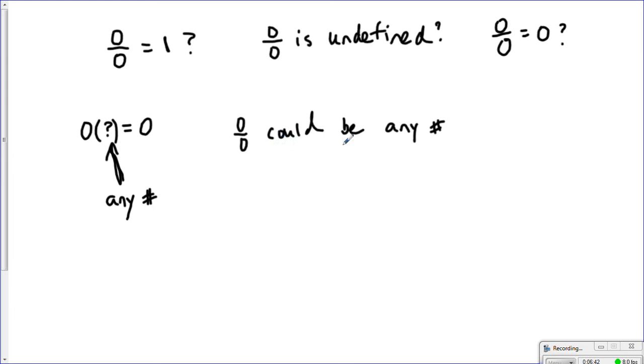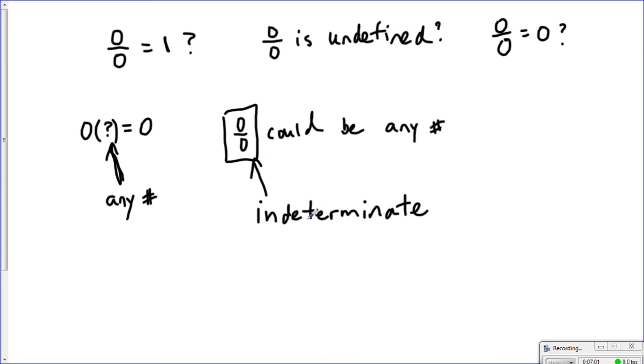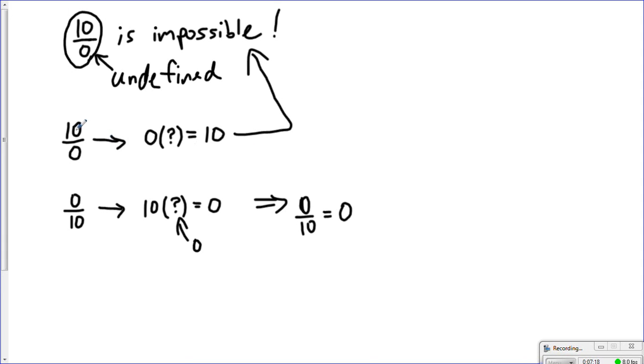And because of the fact that it could be any number, mathematicians have coined the term indeterminate. Zero divided by 0 is an indeterminate ratio because there is no one reasonable answer. The correct answer cannot be determined. It's an indeterminate ratio. Now, if we think about this 10 divided by 0 ratio being undefined, and 0 divided by 10 ratio equaling 0.